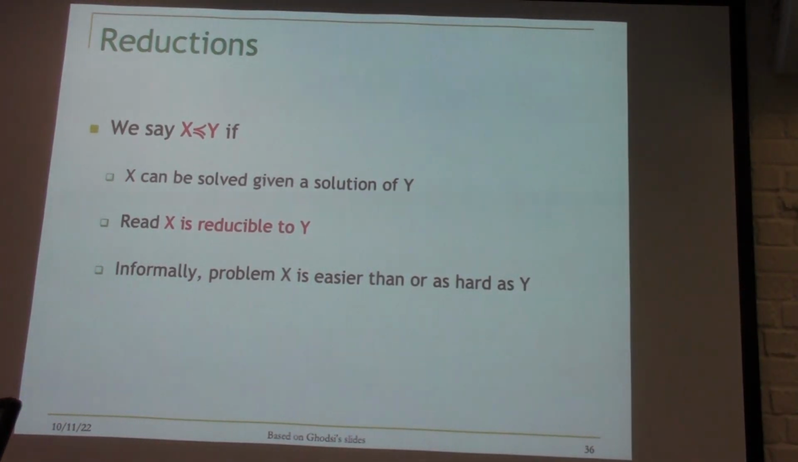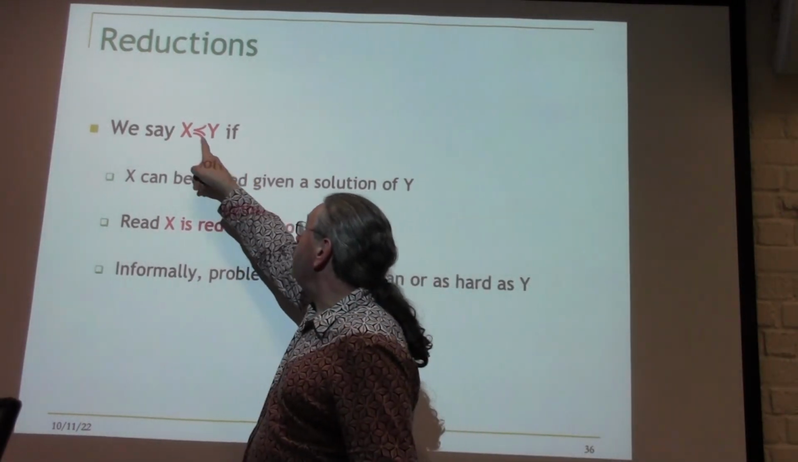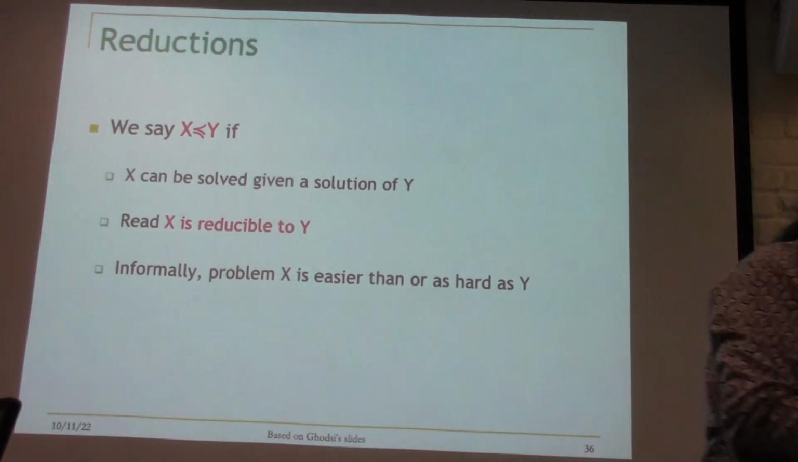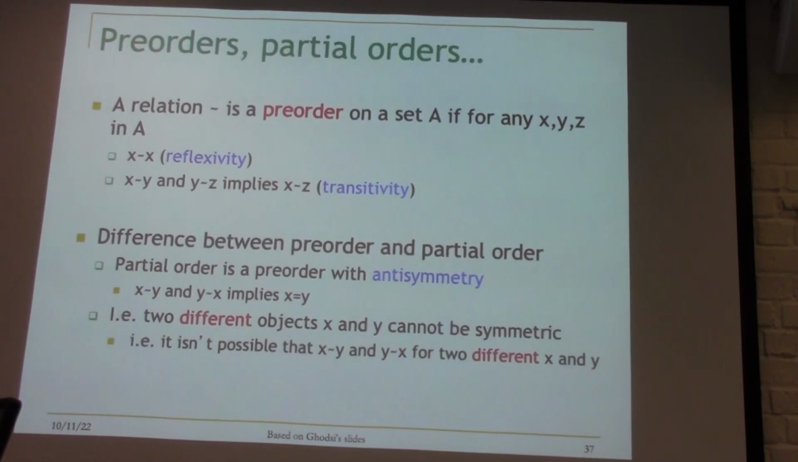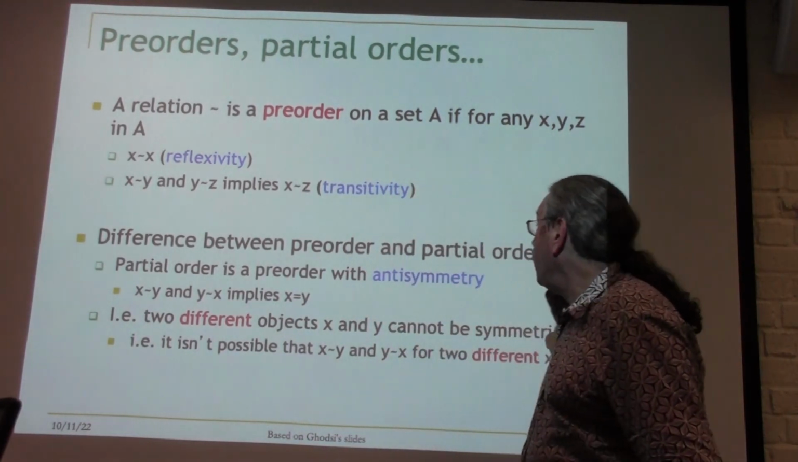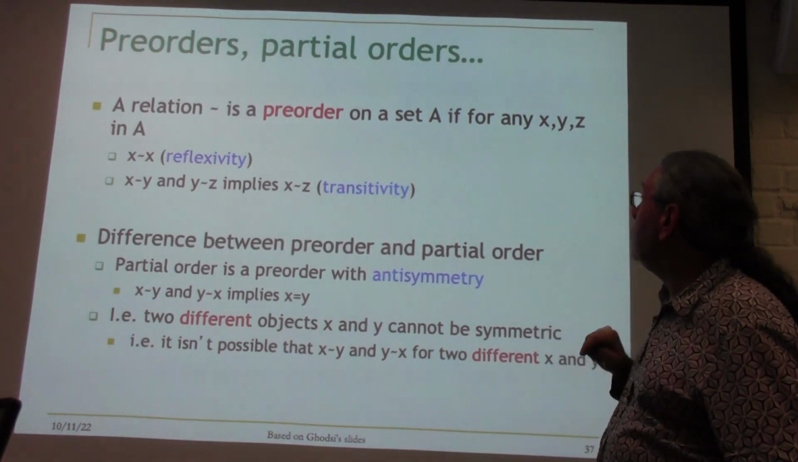So I want to study this. What does it really mean that x is reducible to y? I want to study the properties of that. To do that, I want to introduce a little bit of mathematics: the concept of a pre-order and also a partial order to compare.